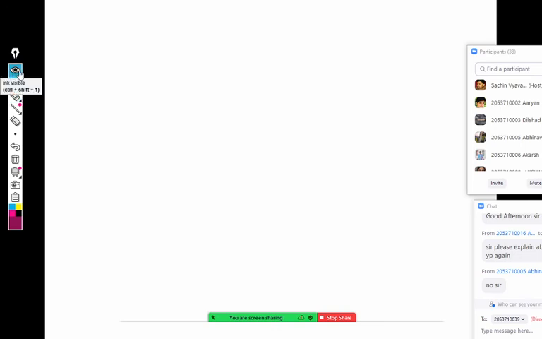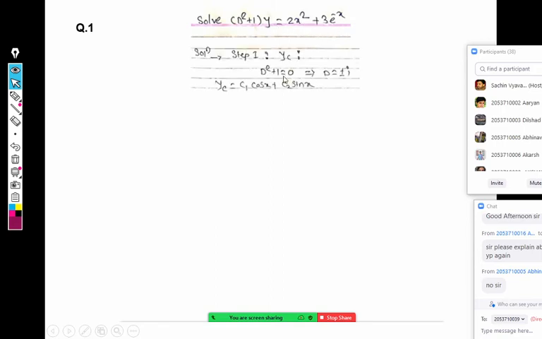So I will move to the numerical. The first numerical we already did in the last session. Let me show you that example. This is the question we discussed in the last session: D square plus 1 of y is equal to 2x square plus 3 into e raised to minus x. We have the same method here. We got yc. Now what will be the trial yp?